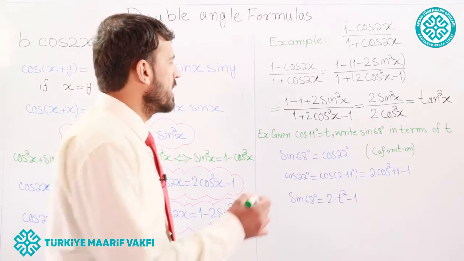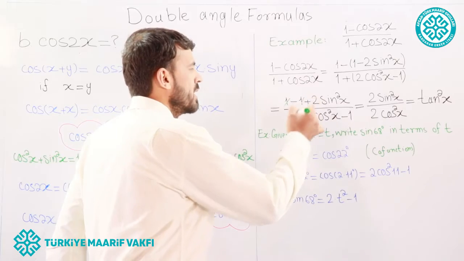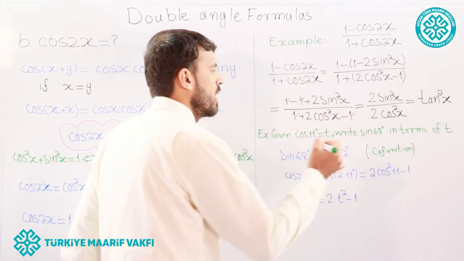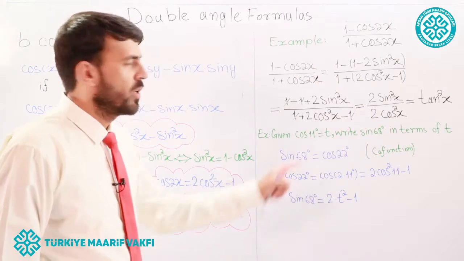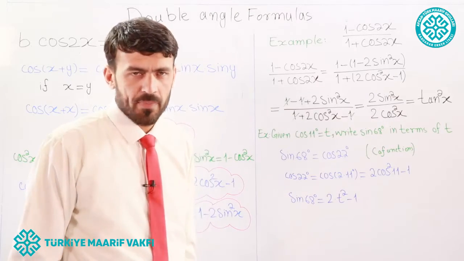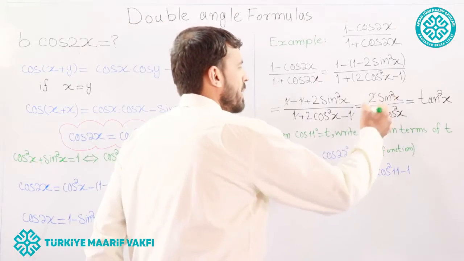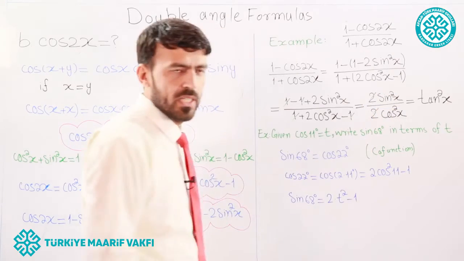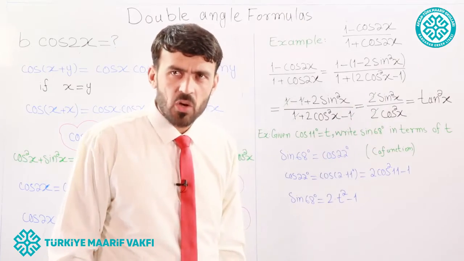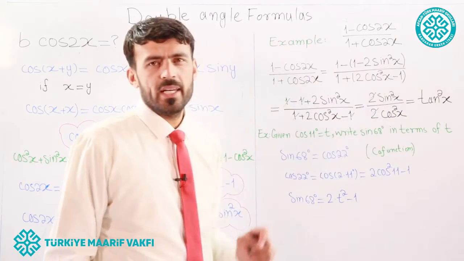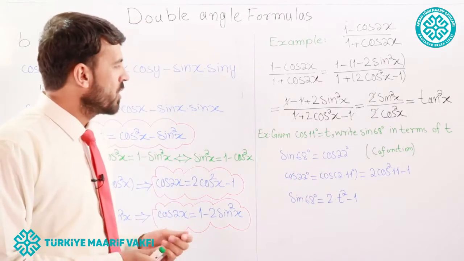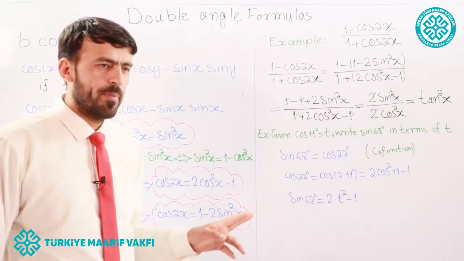Here this 1 will be removed with this 1, and this 1 will be removed with this 1. We will have 2 sine square x over 2 cosine square x. These 2s will cancel each other, and sine square x over cosine square x will be tangent square x.